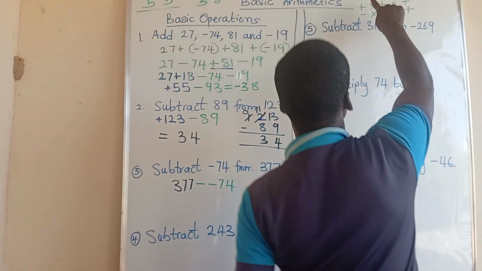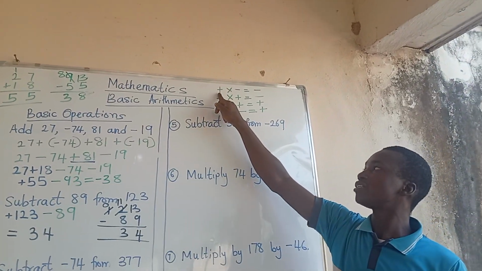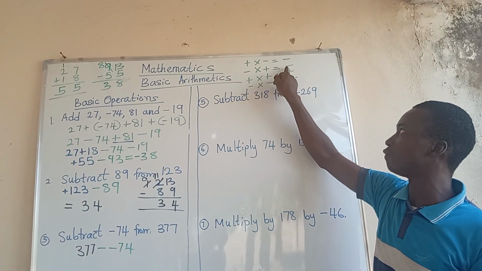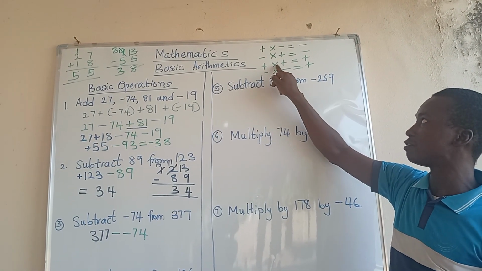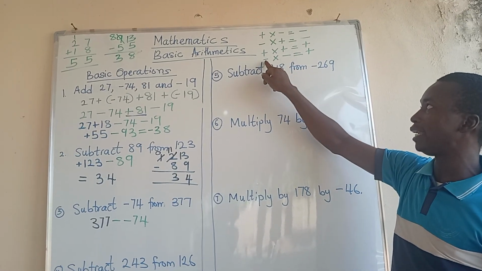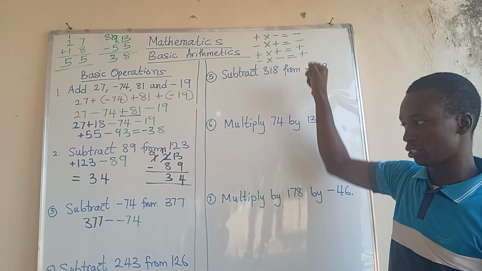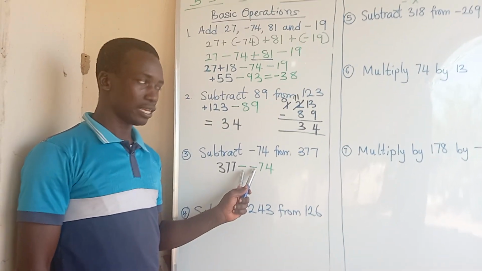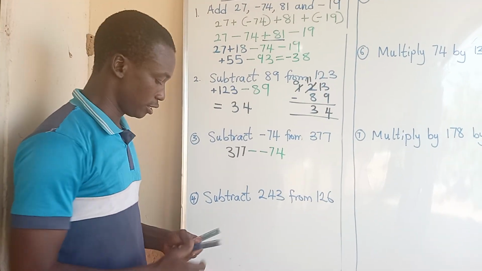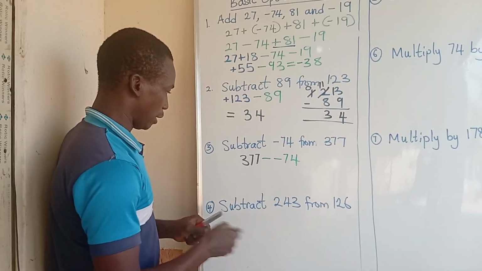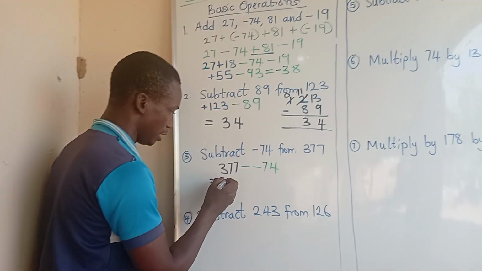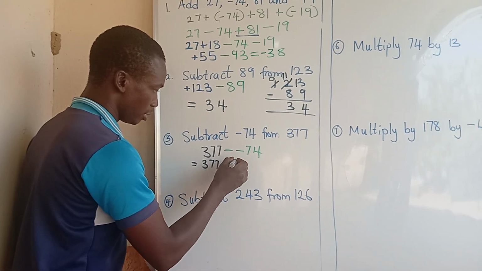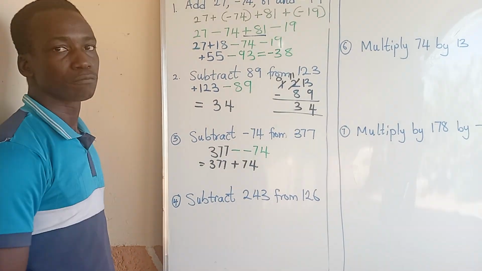Remember what I gave us here, that positive times negative give us negative. Negative times positive give us negative. But positive times positive give us positive. Negative times negative give us positive. So in this case, we are having negative times negative. And negative times negative will give us what? Positive. So the next line will now become, remember this number is positive, 377 is positive, negative times negative give us positive, and then you have 74.